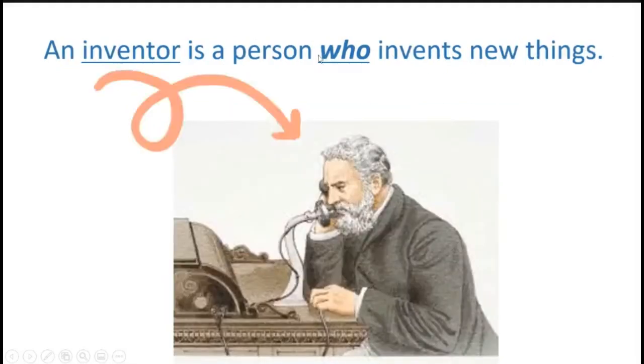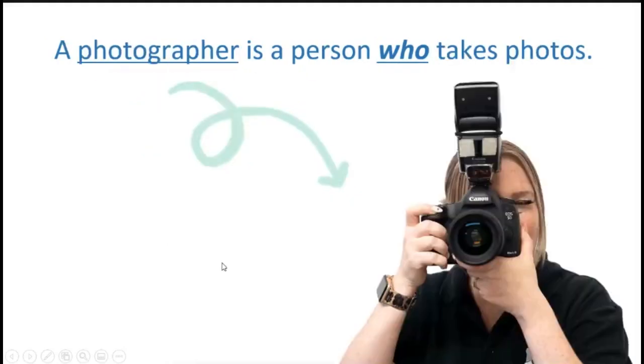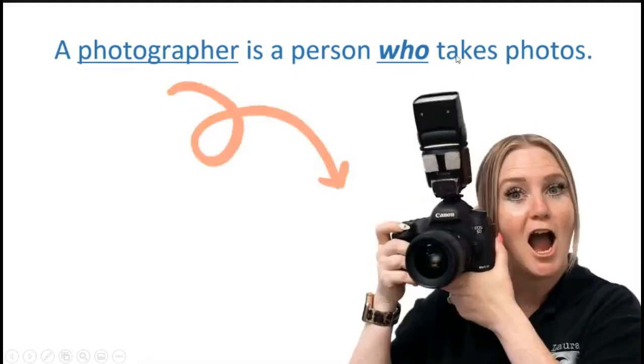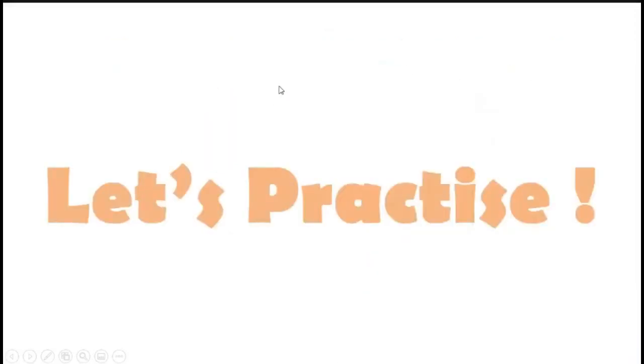An inventor is a person who invents new things. A photographer is a person who takes photos. Now let's practice.